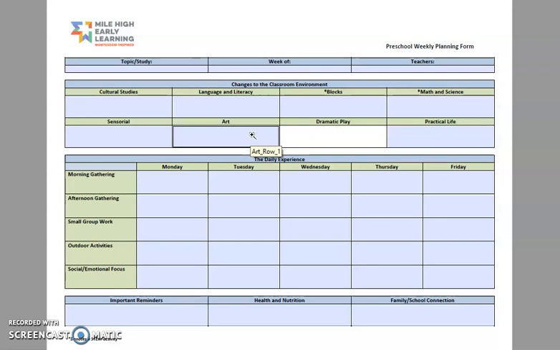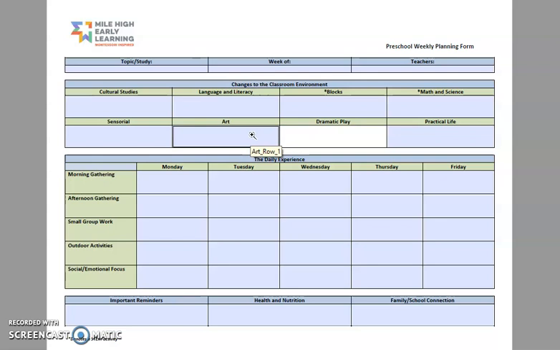However, it's not appropriate for you to just list the same things over and over again for an extended period of time. So this is really when you're thinking about the materials that you're pulling out, maybe to meet the need of a particular child or to meet the need of the whole entire group.